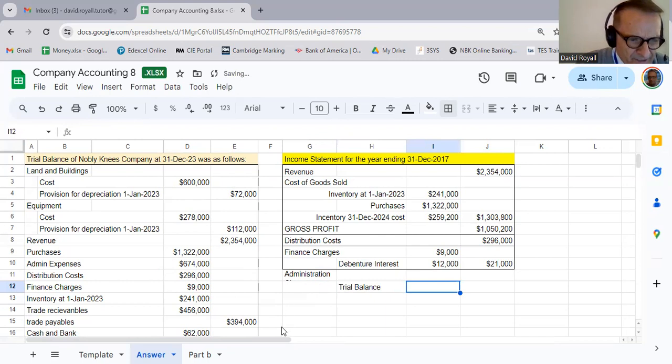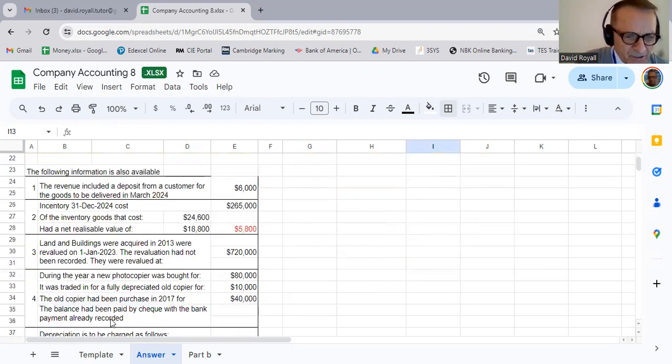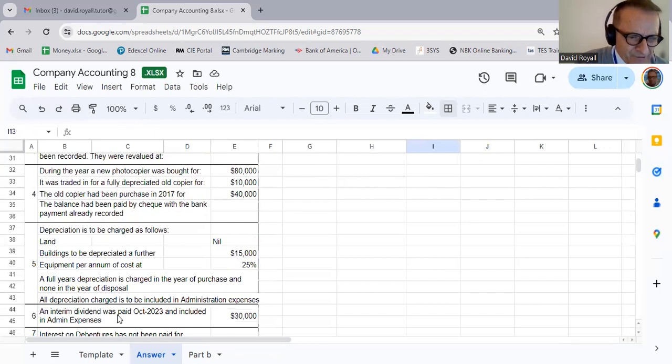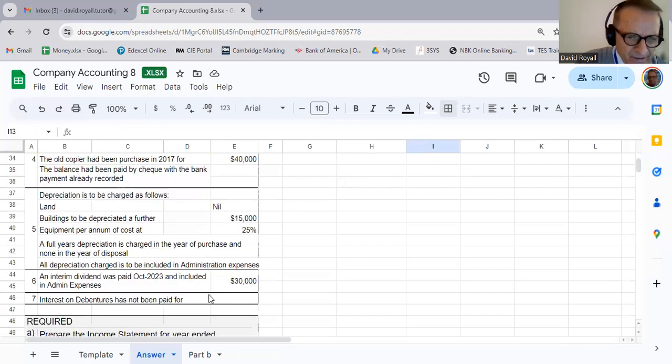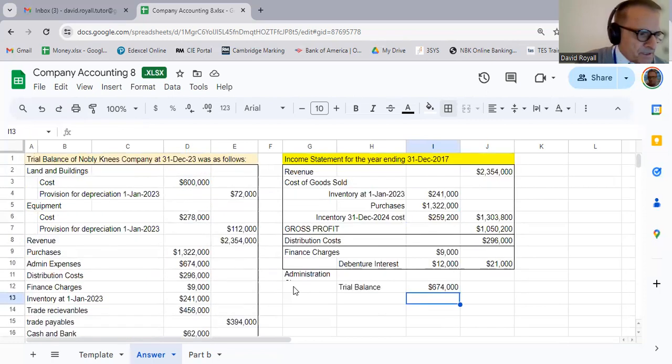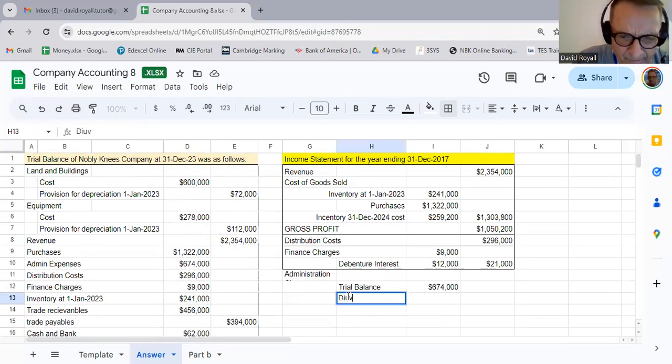Well, the trial balance says that the admin expenses is 674. Now, if you remember, immediately it comes to mind that we've got this situation where the dividend was actually, you see, interim dividend paid 30,000. There's no way that should be included in our expenses, any expense of any kind.